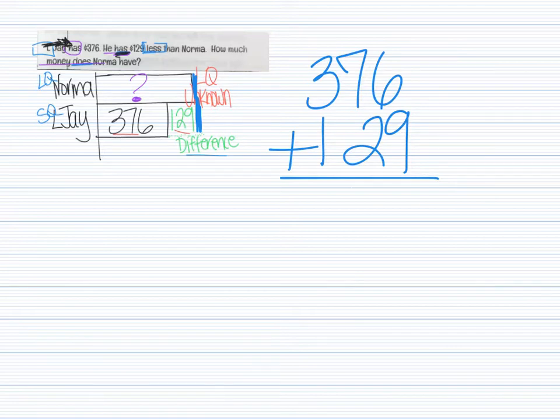Ones place first always. What is 6 plus 9? Good, 15. And we need to regroup that. So 5 in the ones place, 1 in the tens place. Let's do our tens. 7, 2, and 1. Good, 10. Let's regroup it. 1 in the hundreds place. Let's add our hundreds. 3, 1, and 1 is, good, 5. 505 what? Good, dollars. We were talking about money.